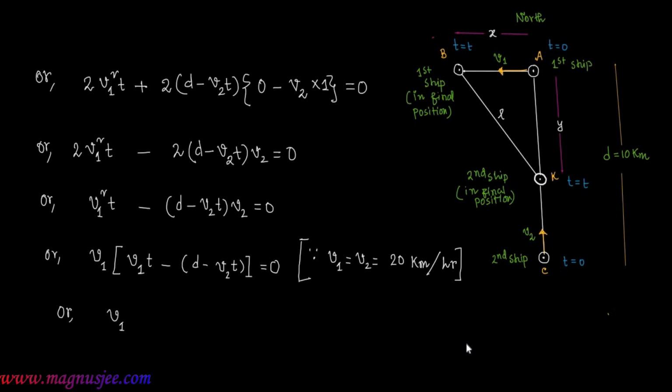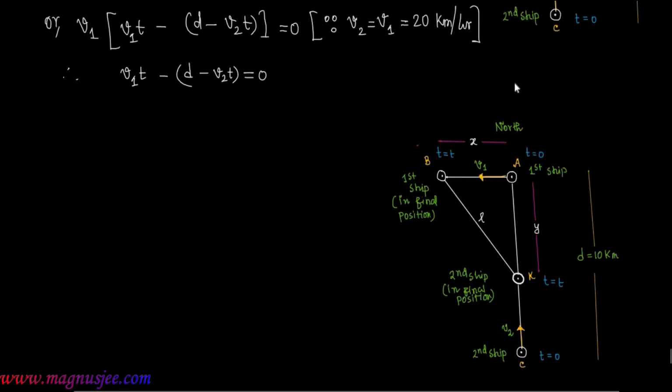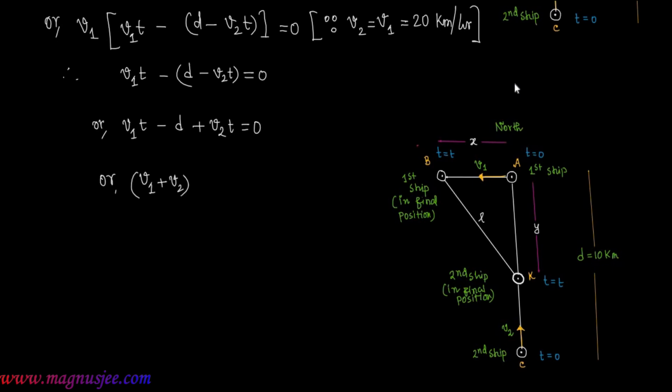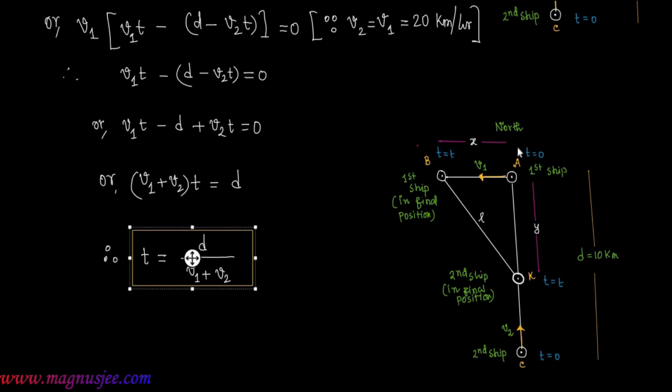Or, v1t minus d minus v2t is equal to 0. v1t minus (d minus v2t), or, v1t minus d plus v2t equals 0, or, t is taken common, (v1 plus v2) into t minus d equals 0. That's why (v1 plus v2) into t equals d. Therefore t is equal to d divided by (v1 plus v2).